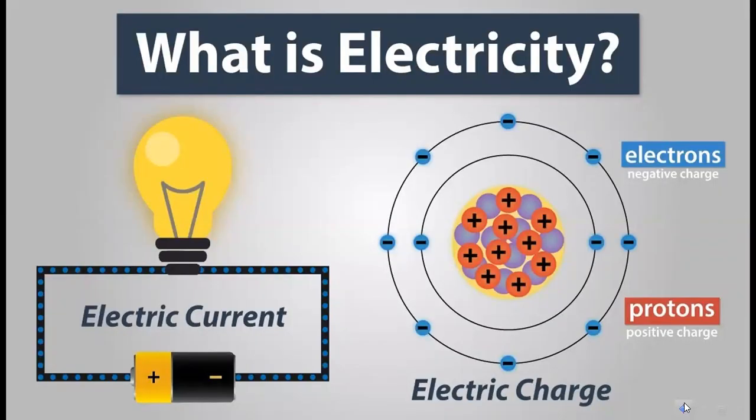What is electricity? See, that minus shows the negative charge, and proton is the positive charge, plus, so these are the electric charges. And that one shows the electric current.